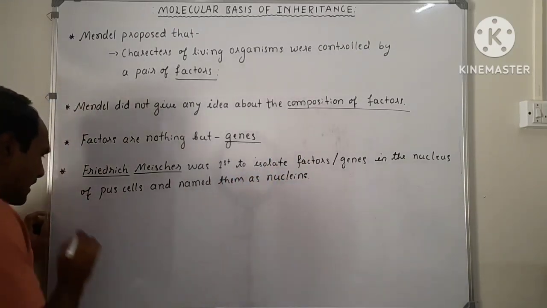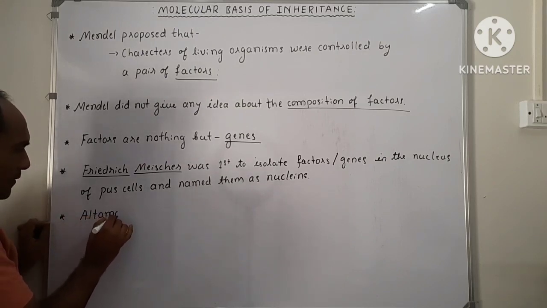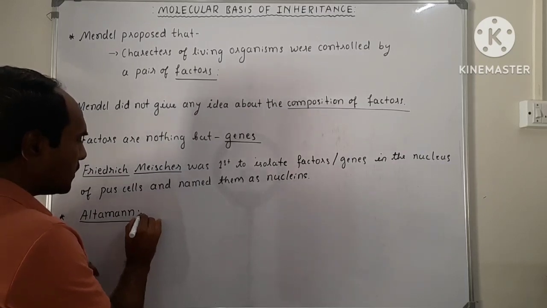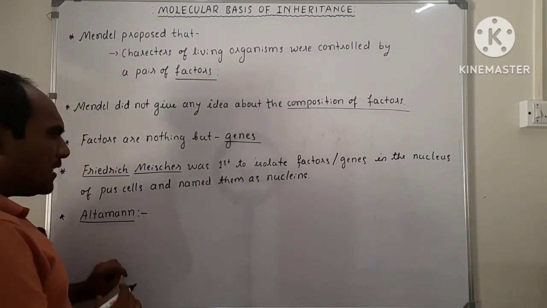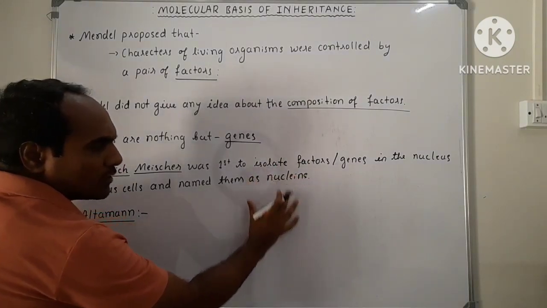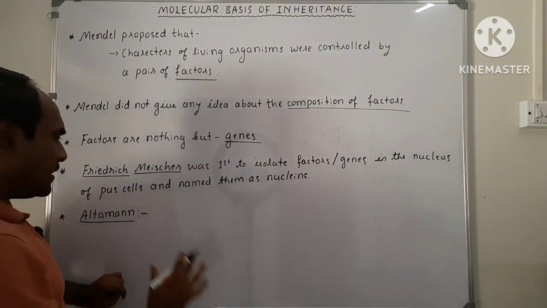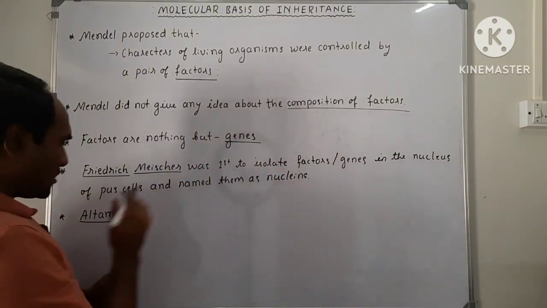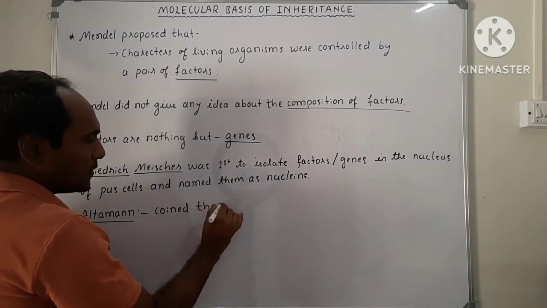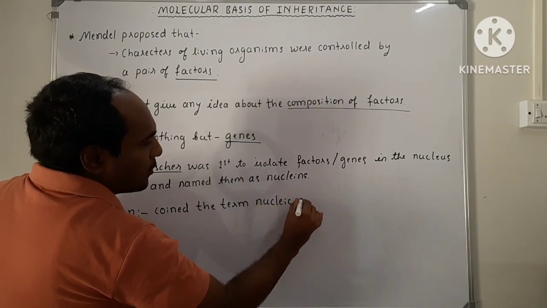nucleines. Later, one more biochemist, his name is Altman, studied these nucleins and he found that phosphoric acid, that is H3PO4, is associated with the nucleins. Because of that phosphoric acid, these nucleins are acidic in nature. That's why he coined the term nucleic acids. Getting my point?